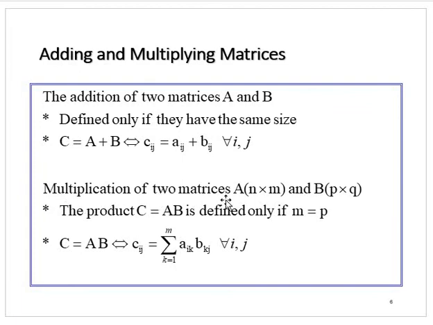Matrix multiplication. If you have got matrix A of dimension n by m and matrix B of dimension p by q, it is only possible to multiply these matrices if m is equal to p. So if m is equal to p, then you can multiply these matrices, where each row in matrix A will multiply each column in matrix B, represented by this formula.